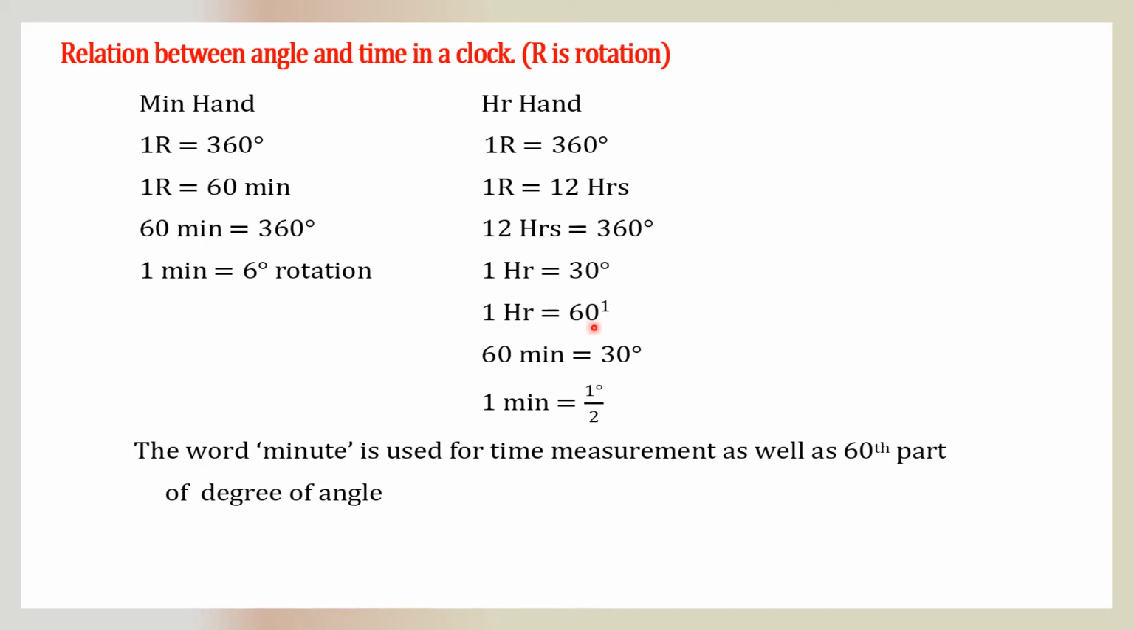1 hour equals 60 minutes. Therefore 60 minutes equal 30 degrees. In 1 minute, divide by 60 on the RHS. In 1 minute the hour hand takes an angle of 30 divided by 60, that is 1 divided by 2 degree. The word minute is used for time measurement as well as for the 60th part of a degree of angle.